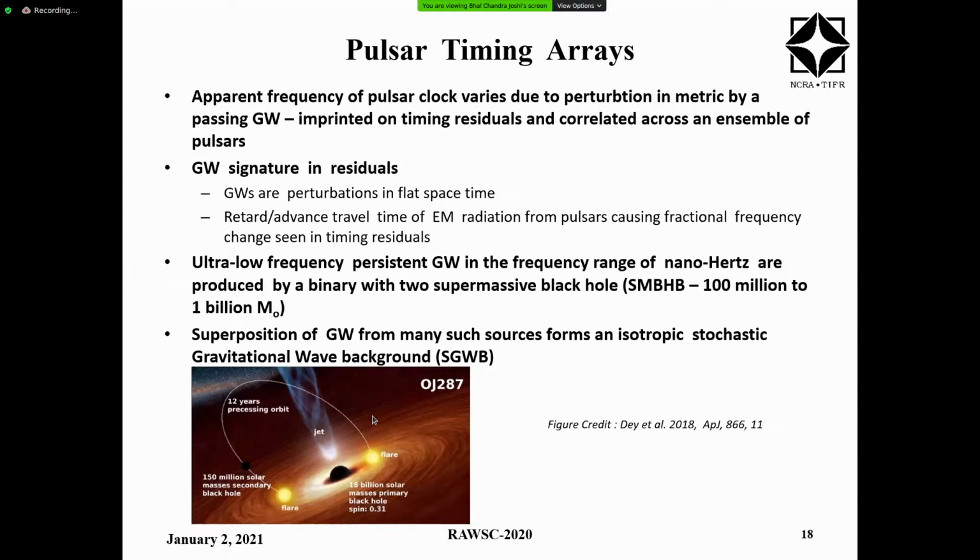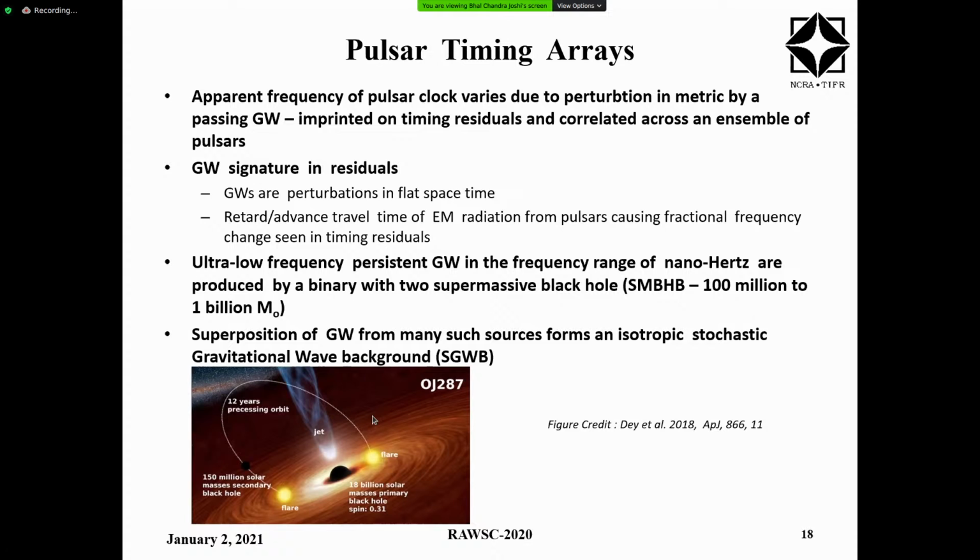Where are these black holes? These black holes are there in the centers of galaxies. For example, in the center of the Milky Way galaxy, we have a very massive, supermassive black hole system. And if two galaxies collide with each other, it is quite likely that the black holes of each galaxy will become gravitationally bound, and they will go around each other as a binary system. And such systems are known as supermassive black hole binary systems.